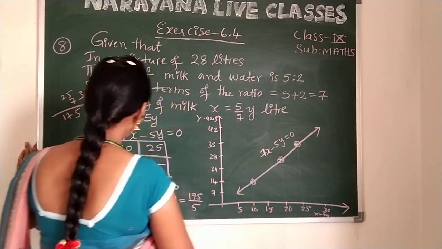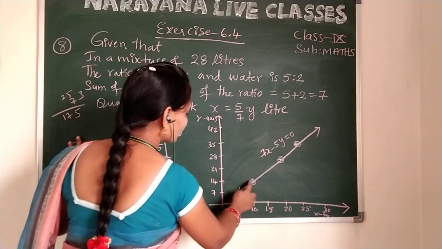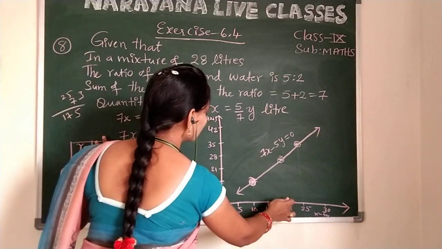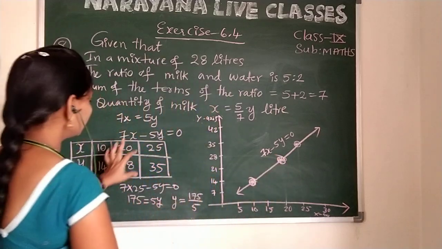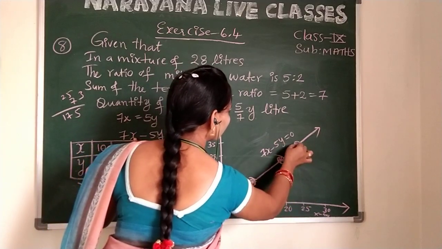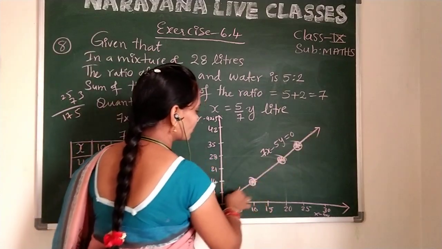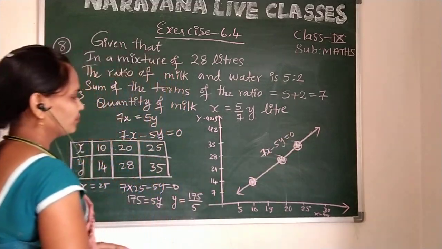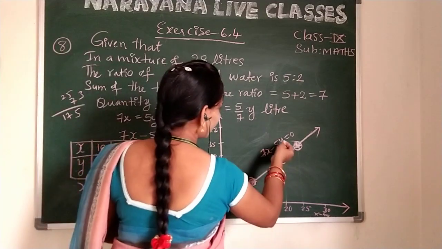So now x is 10, y is 14. Now we can locate the point here. Then 20 and 28: 20 is there, 28 is there, and you can see and locate the point directly. Next 25 and 35. You can locate the points and join these 3 points. Now you will get the graph of the linear equation 7x minus 5y is equal to 0.